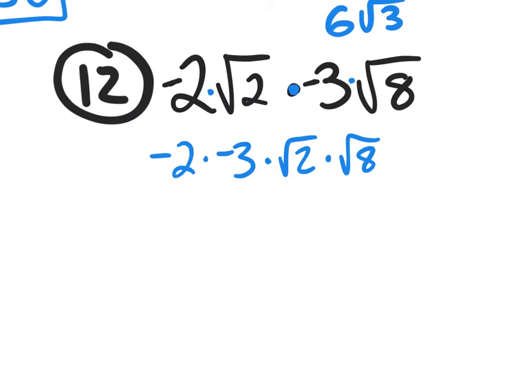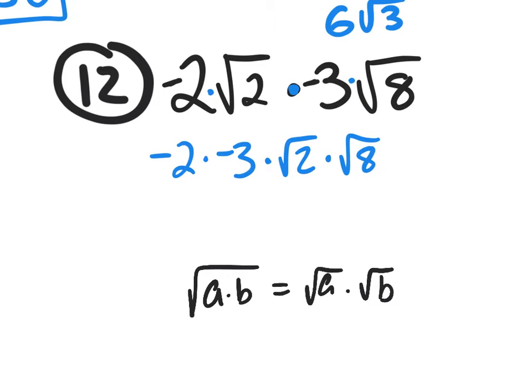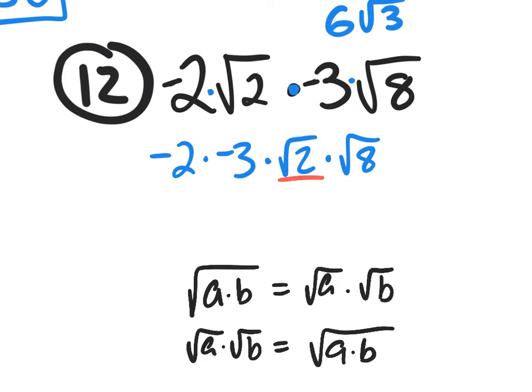But we could use the rule backwards. You guys remember the rule where we have the square root of a times b? That's really the square root of a times the square root of b. And we said we could use that rule backwards. The square root of a times the square root of b could be written as the square root of a times b written together under the square root. So we're going to use that rule right here. We're going to take the square root of 2 times the square root of 8, and we're going to put them together as 2 times 8.